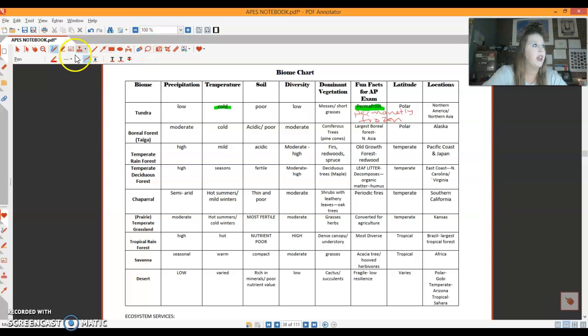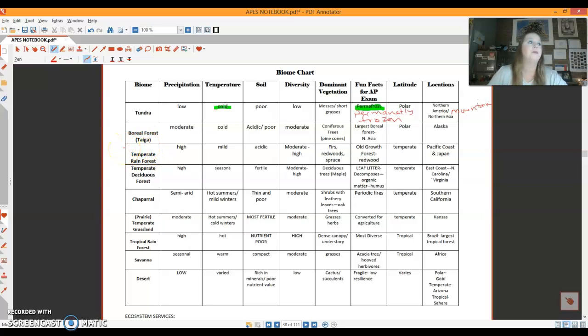All right. Locations. So we have Northern America, Northern Asia. So this is going to be mountain regions. Okay. They're going to be mountain regions. All right. So moving on to the boreal forest.